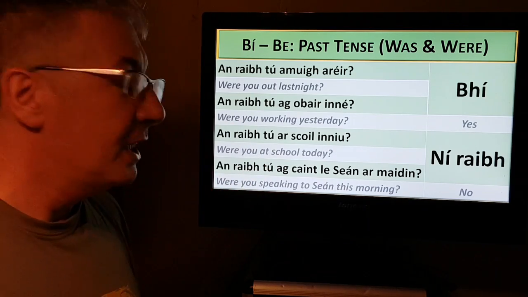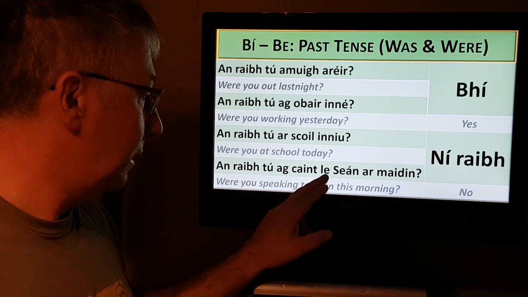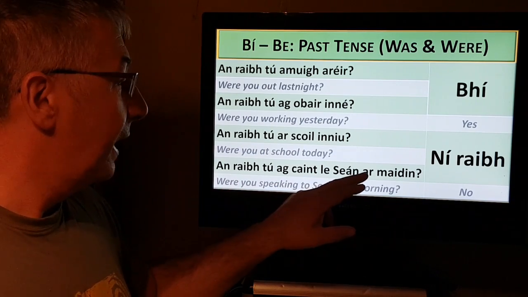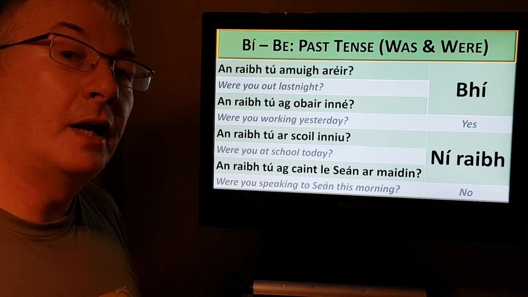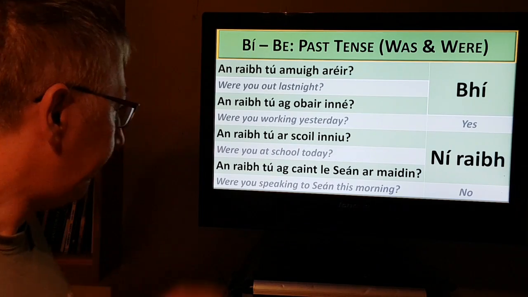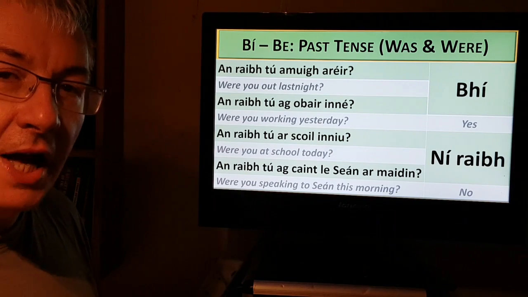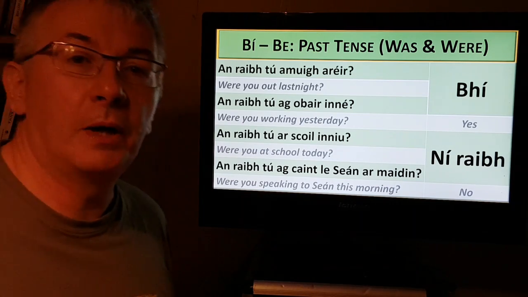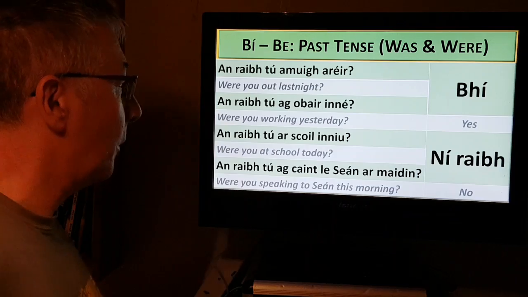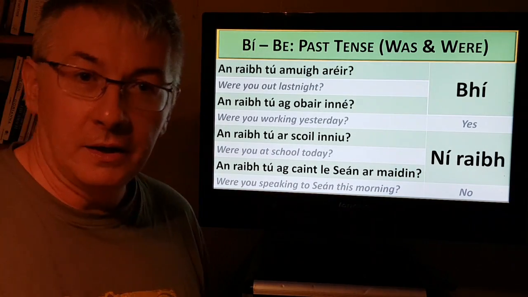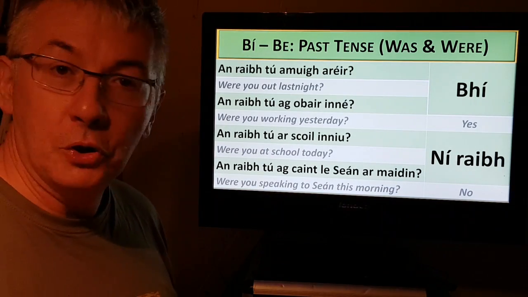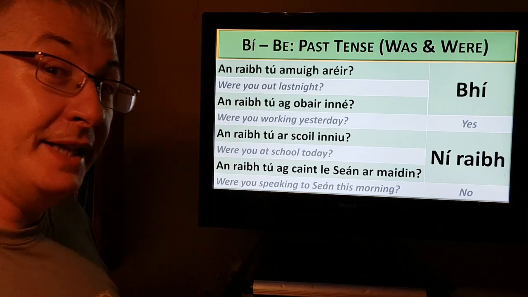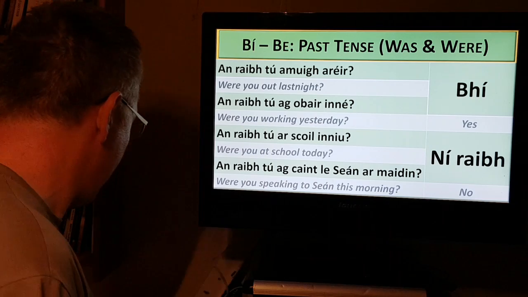Row to a canch, 'le Seán', 'le', with. So were you talking with or to Sean? Imagine, 'ar maidin', is this morning. Row to a canch 'le Seán ar maidin'. Okay, that's the way we go. And again, 'bhí', yes. 'Ní raibh', no. Okay. So that's the past tense, okay, of the first one there, okay?